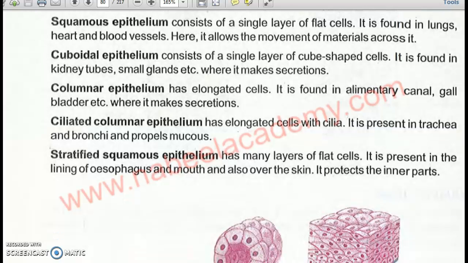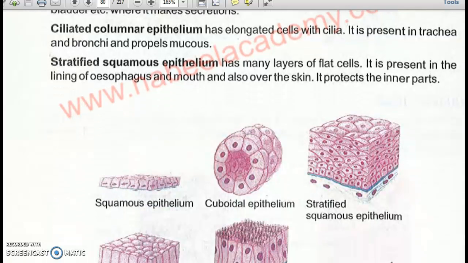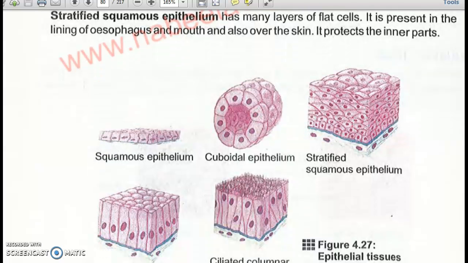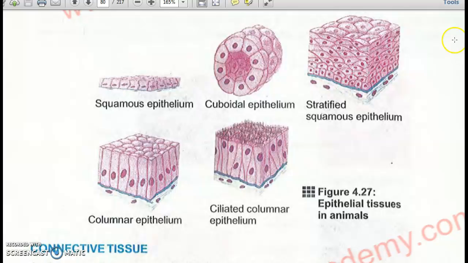So here is the diagram. All of you have to draw the diagram in your copies. The first one you can see here is the squamous epithelium. The cells are flat and arranged in a single layer. Second type is the cuboidal epithelium. Cells are cube-like. They are also arranged in a single layer.